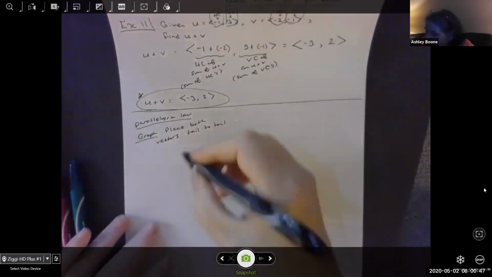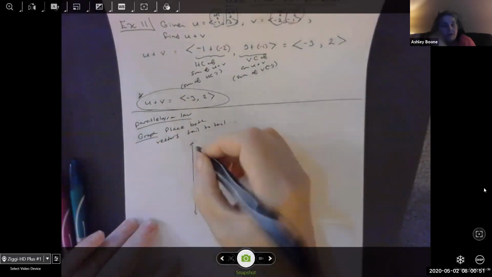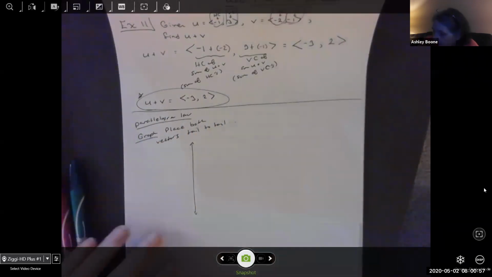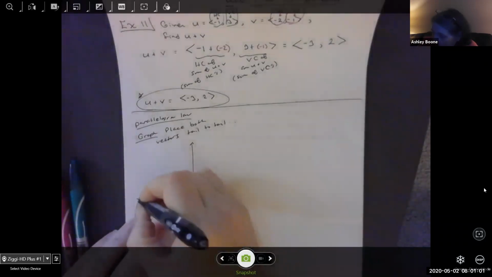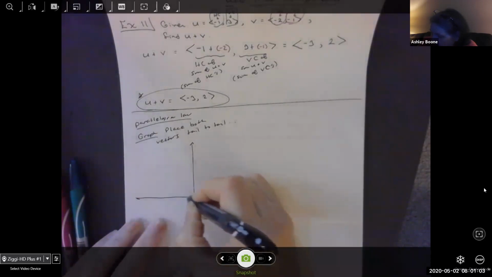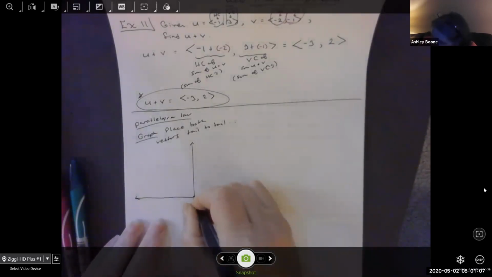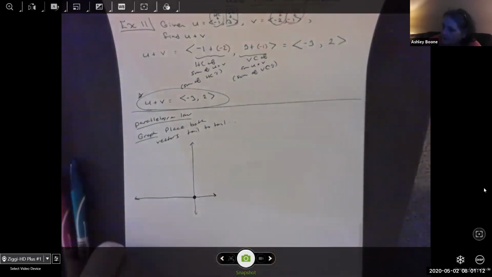So you put their tails at the same point. Imagine I'm going to do it at the origin. It doesn't matter. We don't know the initial point and terminating point. We just know the length and direction. All vectors are equal as long as they have the same magnitude and direction. So I'm going to put their tails at the origin, 0, 0, and let's look at what's going on.